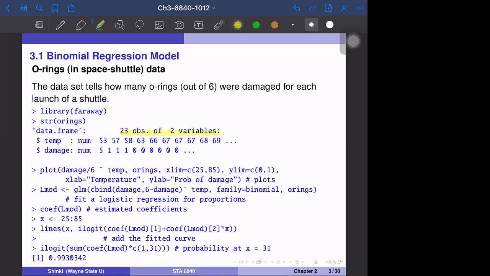We have 23 observations and 2 variables, the temperature and the damage. Temperature is just a numeric variable. The damage is actually count data, but out of 6. So this says 5, 1, 1, 1, 0, 0, 0, but it actually means 5 out of 6, 1 out of 6, 1 out of 6, 0 out of 6, and so on.